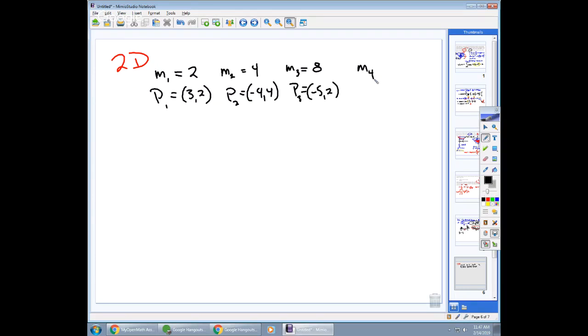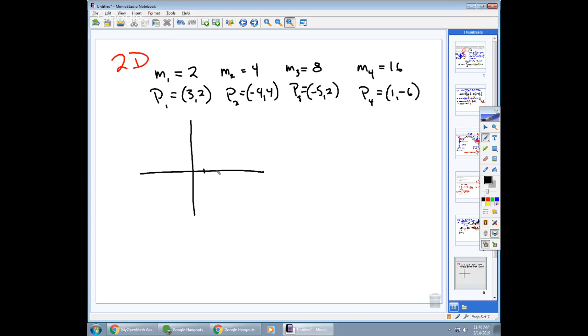And let's do mass 4 for fun. It's going to double again, 16 kilograms. And I'm going to put that at point 4, which is going to be (1, -6). All right, rough sketch of that scenario.